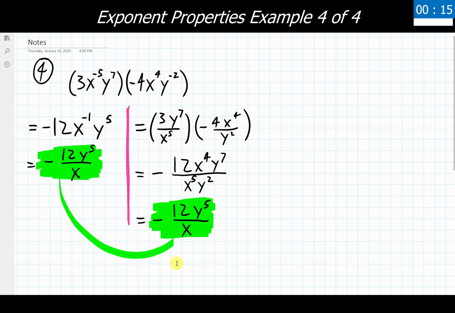Just make sure you are correctly applying the exponent property that you are choosing to use from one step to the next. And again, I think that is easiest to do if you are writing out and showing your work from one step to the next in this process.